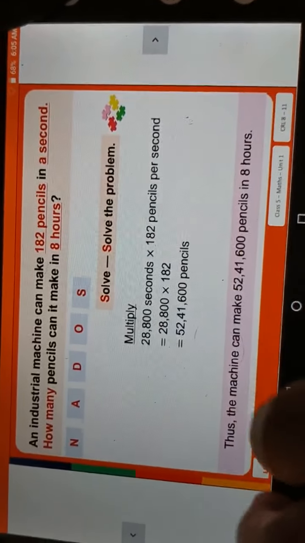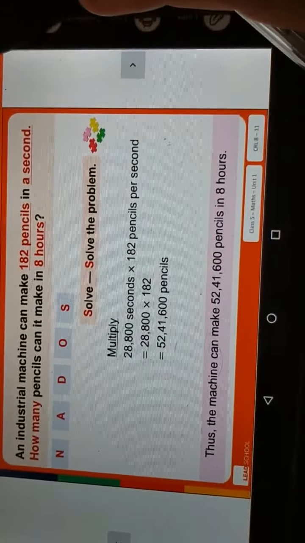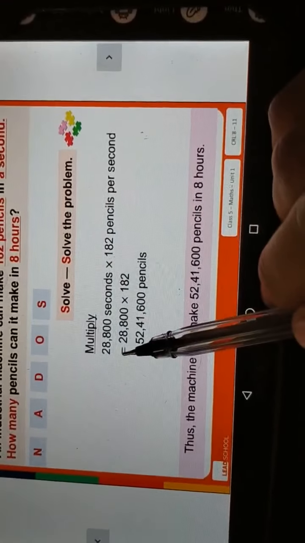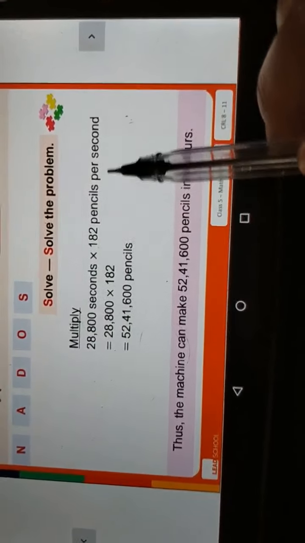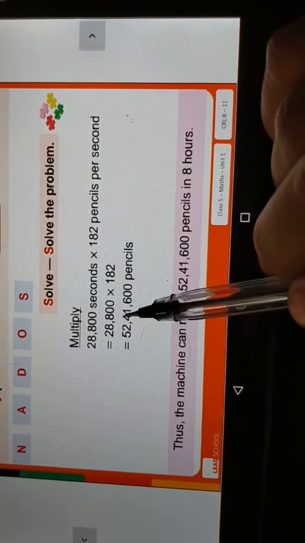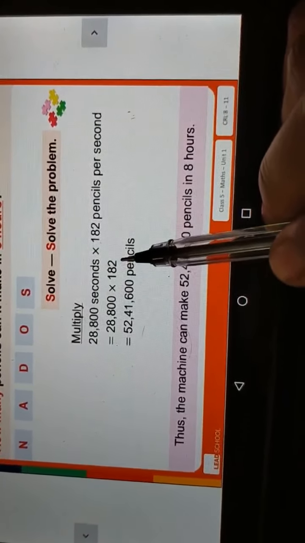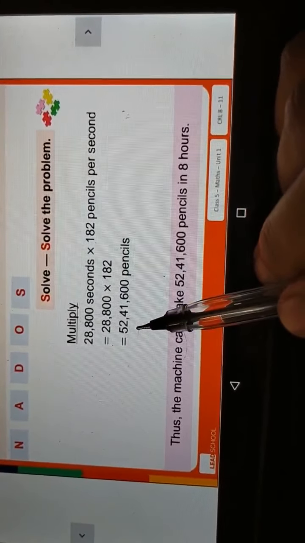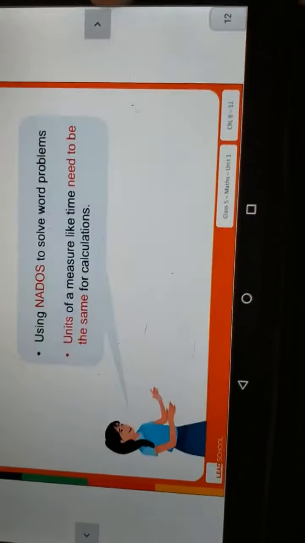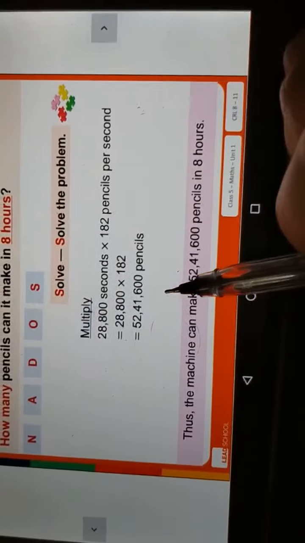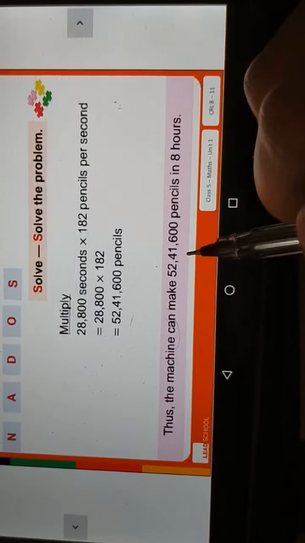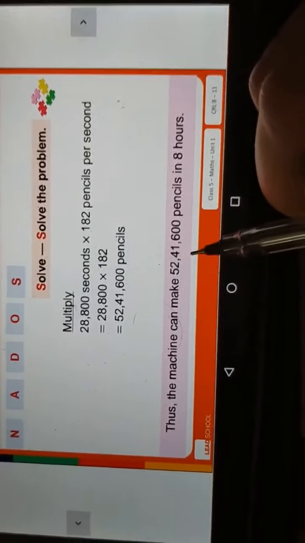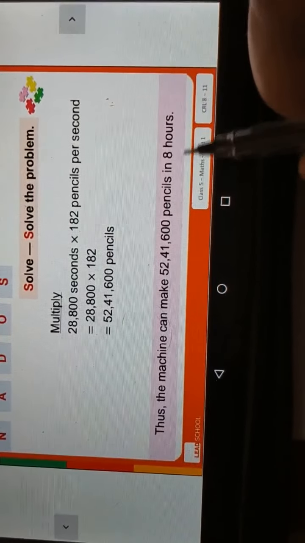I'll give you 1 minute. Now look at this, solve the problem. So 28,800 seconds multiplied by 182 pencils per second. So 28,800 seconds into 182 pencils. So the answer is 52,41,600 pencils. So the machine can make 52,41,600 pencils in 8 hours.